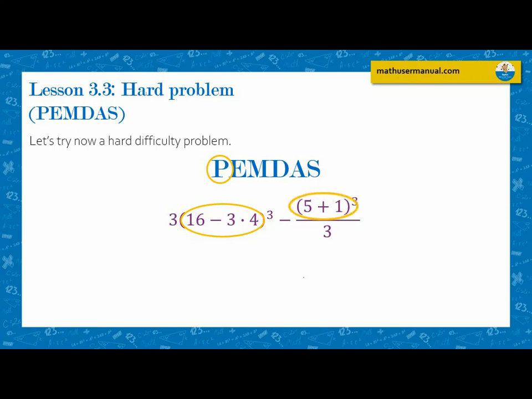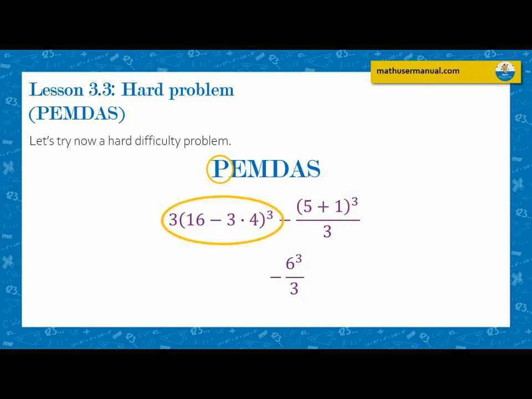In this case, we're going to start with the right parenthesis because, let's be honest, it's a very straightforward parenthesis. It's just 5 plus 1, and 5 plus 1 equals 6. So we had 5 plus 1 to the power of 3. It is now 6 to the power of 3.